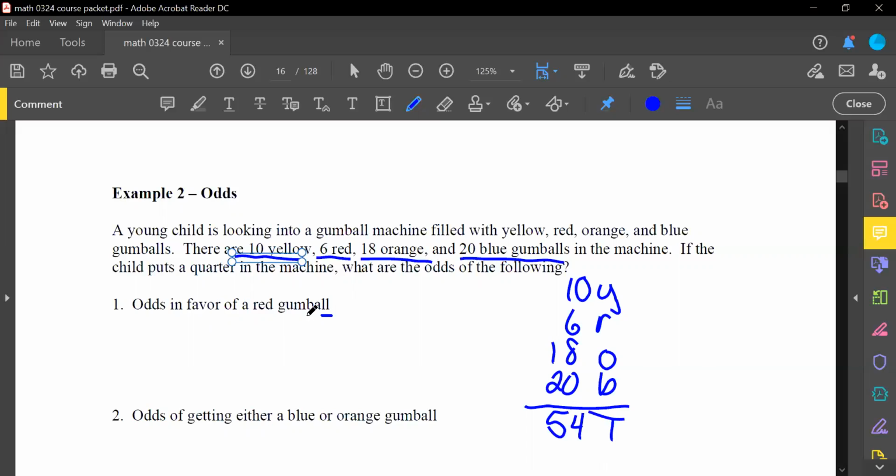All right, odds in favor of a red gumball. The red gumballs, there's 6, so there's 6 ways to get red. The number of ways not to get red would be 54 minus 6, or you could add 20 and 18 and 10. So the number of ways not to get red is 48, because notice that adds up to 54. That's all the possibles, right? The ways to get what I want and what I don't should add up to 54. I'm going to reduce the fraction because 6 goes into 48 eight times. So I'm going to divide both by 6, so it would be 1 to 8. Those would be my odds.